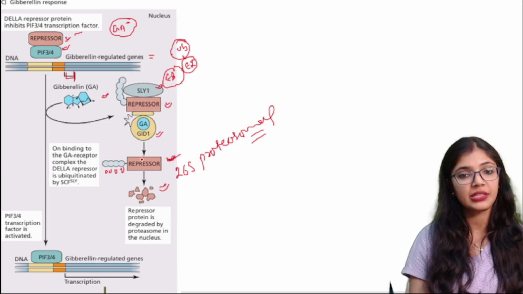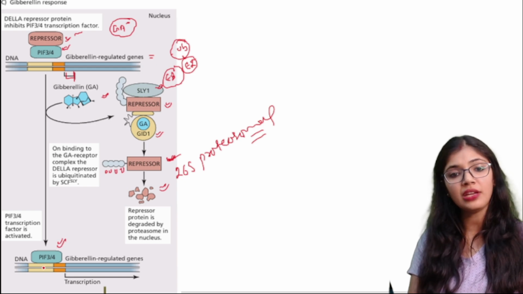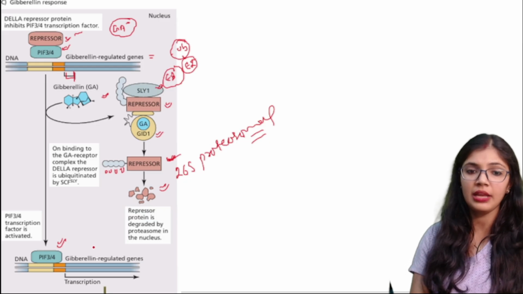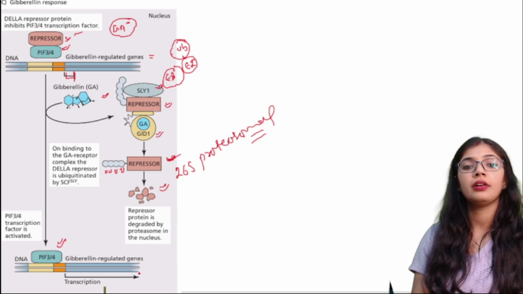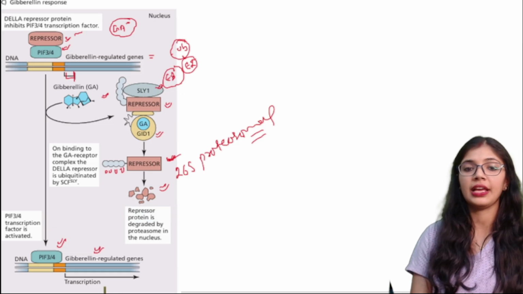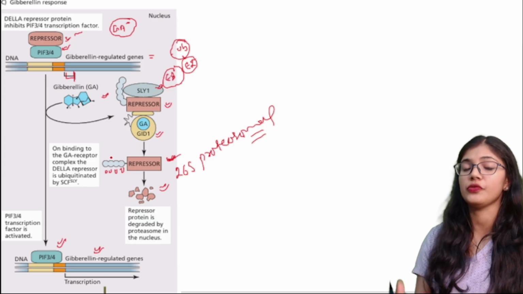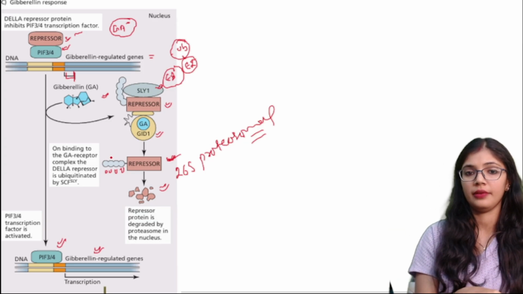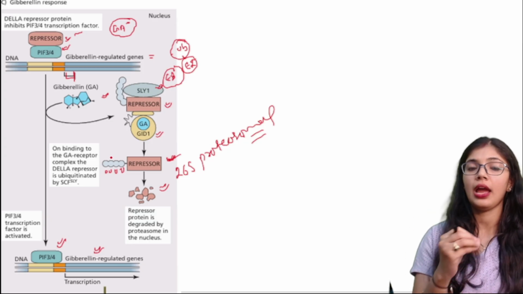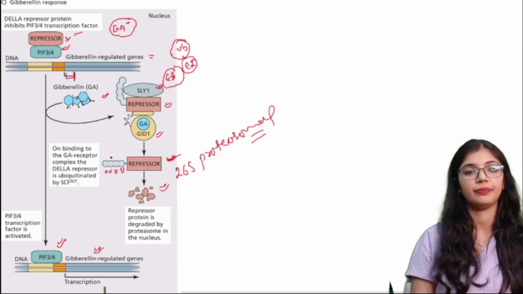So as the repressor has been degraded, now this PIF3/4 is free. It can bind with the promoter region of this DNA, and it helps in the transcription of the gibberellin related genes, and there is gene expression. Due to this, the gibberellic acid can do its work. Now no one is inhibiting it. So in the presence of gibberellic acid, the repressor is degraded and there is synthesis of the gibberellin related genes.